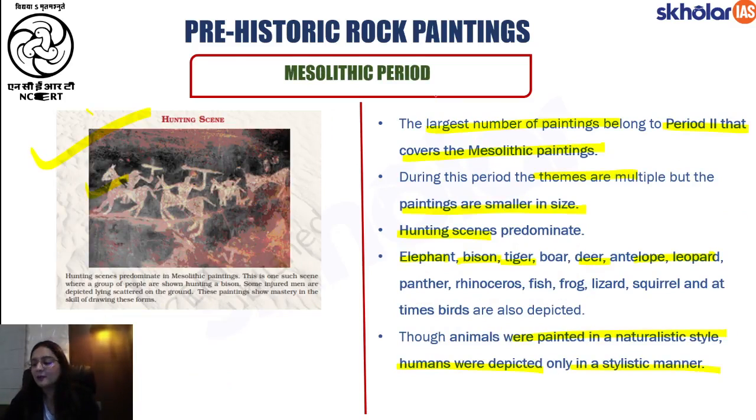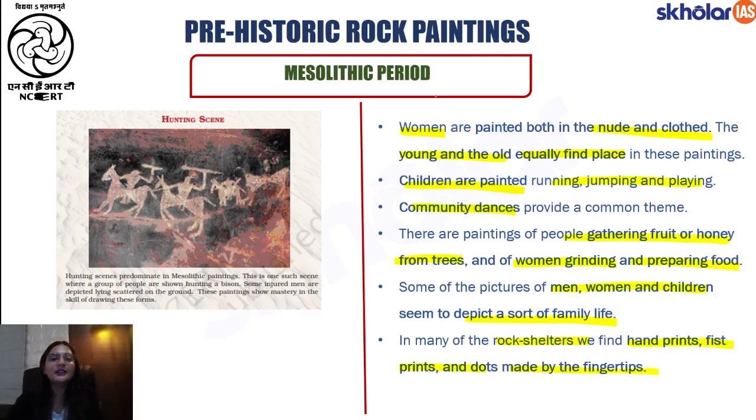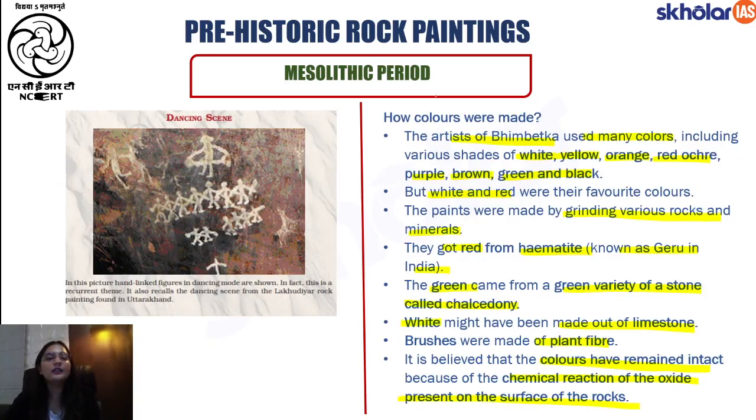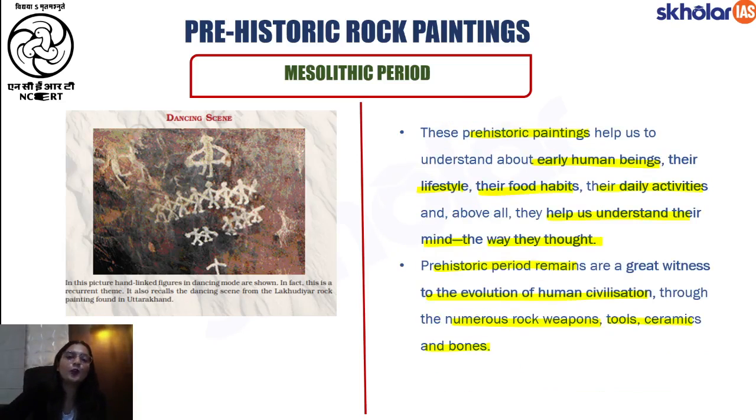Next students, we had spoken about the Mesolithic period and the rock art that belonged to that period. Under that we had understood that what all themes were dominating the Mesolithic period paintings, such as the hunting scenes, the animals that were depicted, and the domestic life and the subsistence patterns that are being depicted in the Mesolithic rock paintings. Finally, students, we had understood about the colors that were used in creating the Mesolithic paintings and how they were obtained from, what all rocks were used to obtain such colors.